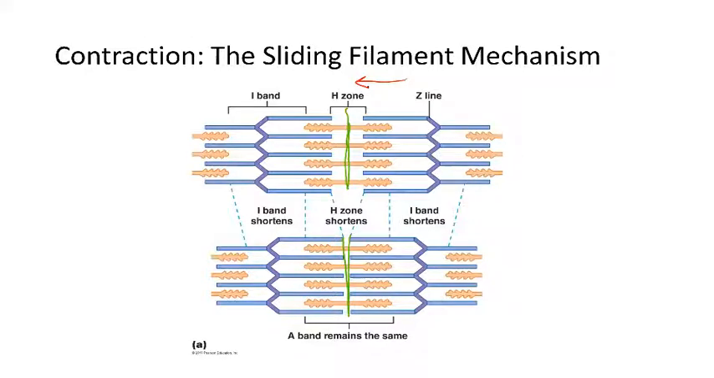We get the best tension when we have the best overlap of actin and myosin. It's kind of like if you had somebody pulling on a rope and everybody pulls towards the center. And that's why it's called the sliding filament, the thin filament slides over the thick filament.